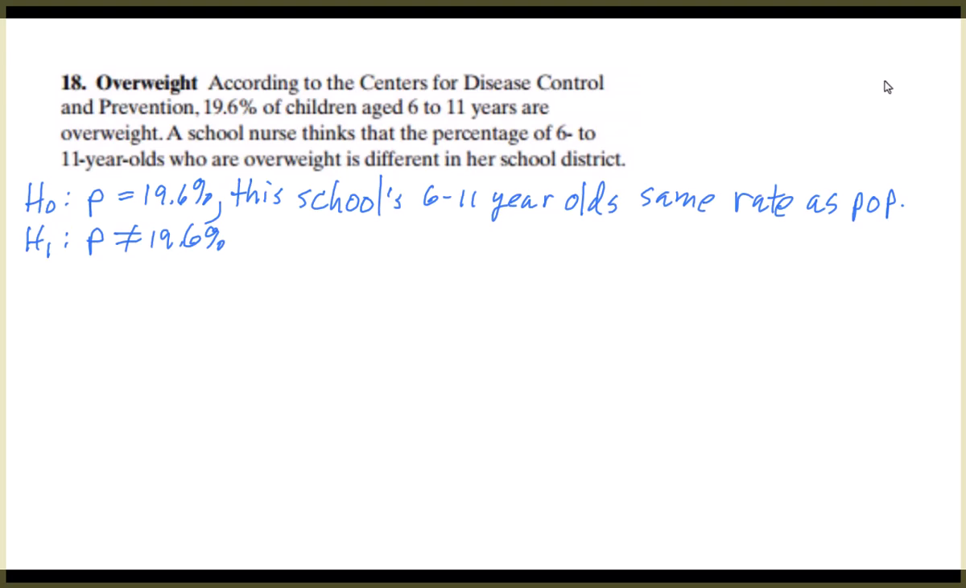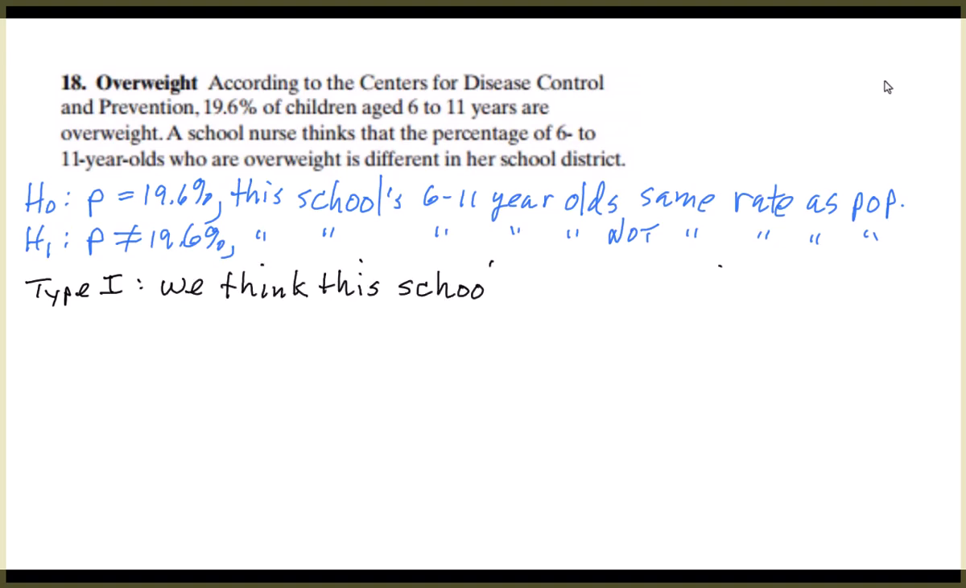And notice that's a not equal to there. It's a two-tailed test, meaning we could have a higher percentage of overweight kids or we could have a lower percentage of overweight kids. It's just different. But we're not the same as the population in general. Something's different at our school that might warrant further investigation. So type 1 error is the null is true. Our school's no different. But we think it is.